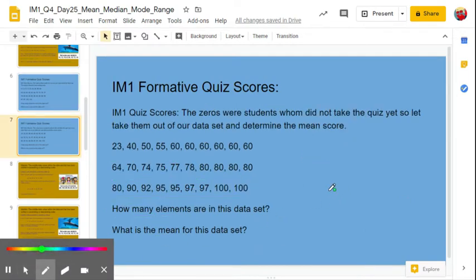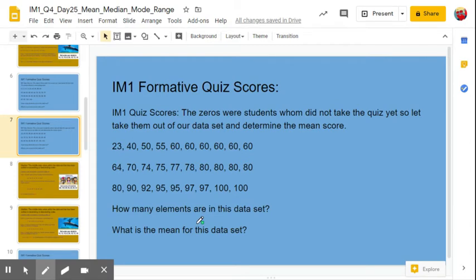Now I wonder if those zeros kind of impacted our mean, if you will. There's 5 students who didn't take the quiz, so we had to put them down as a 0, but they didn't even take the quiz yet. So let's take those students out of our data set. So here's our new data set. So we had 34 elements before. We removed the 5 students that did not take the quiz. So we take out the 5 zeros. Here's our new data set.